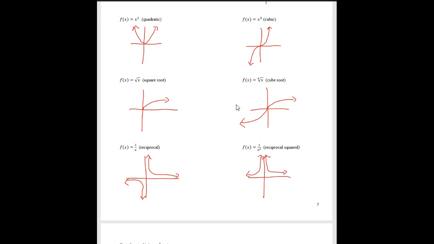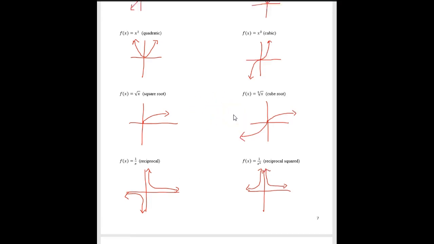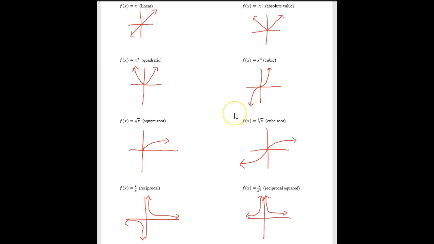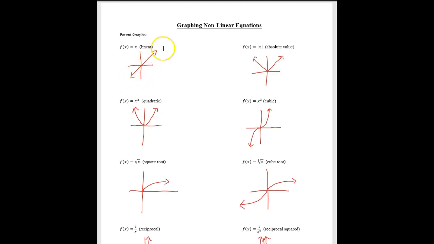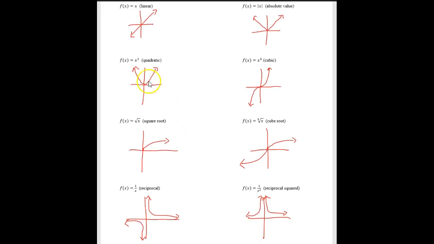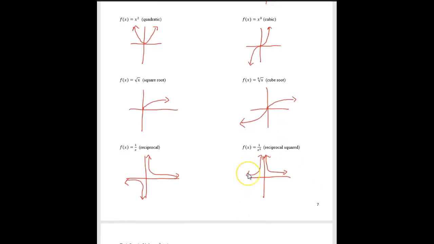Now if you can memorize the shapes, the general shapes, not the exact where they are on a graph, just knowing that a linear equation makes a line, an absolute value makes a V, a quadratic makes a U, so on and so forth. If you can get familiar with just the general shape of these parent graphs, it's going to help you to know if you've completed your graph when you go to graph it using a table by hand.